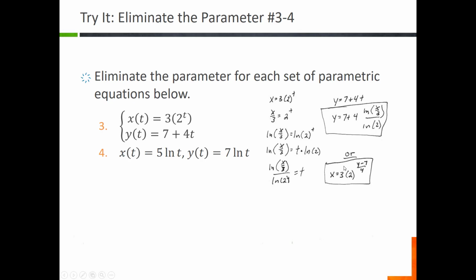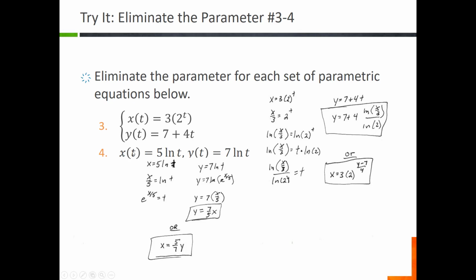And I didn't show it all here, but it is possible to solve this for x as well. We're going to solve the y equation for t and then plug it into the x equation. All right, and then doing our second example here, x equals 5 natural log of t, and y equals 7 natural log of t. We can solve this one again both ways, but let's solve it first for x. So we take x equals 5 natural log of t, we divide the 5 over. To cancel the natural log, we use the e base, so e to the x over 5 will be equal to t.